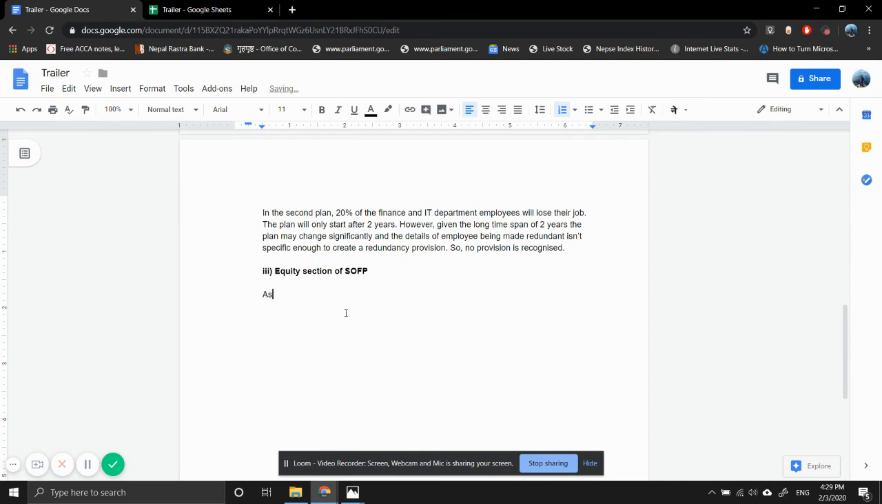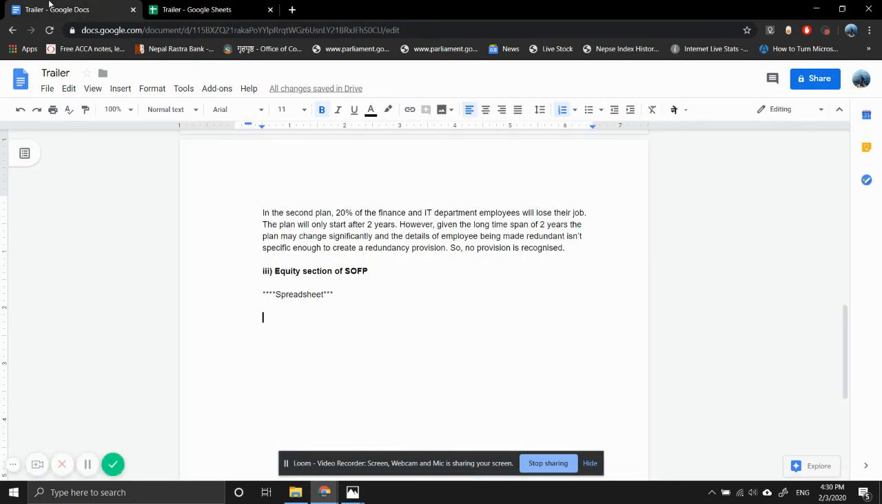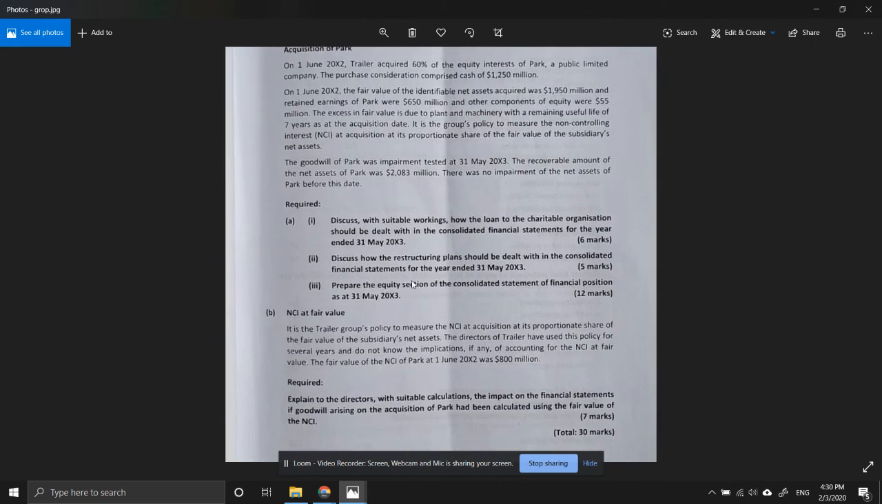The equity section is in the spreadsheet, right? We can do the explanations, not a big deal, just explaining the numbers. The only explanation that we need to give is only in case of other component of equity and in case of impairment, right? And then let's move on to part B, right? So what's the question for part B? NCI at fair value.